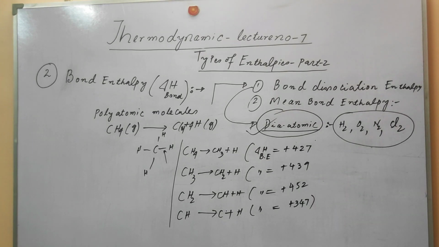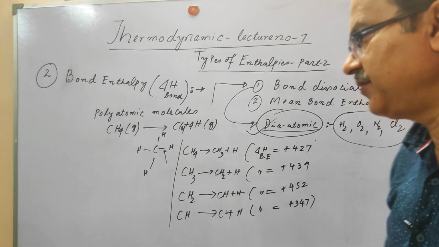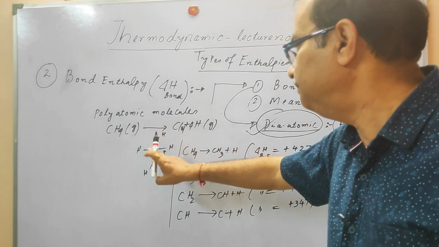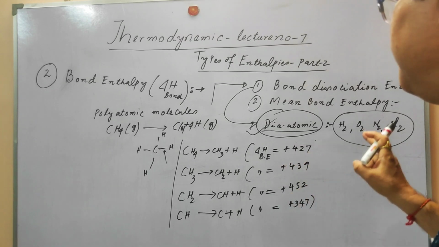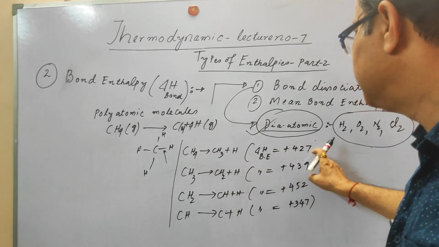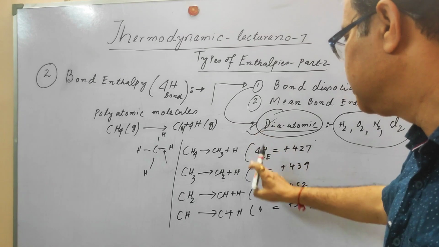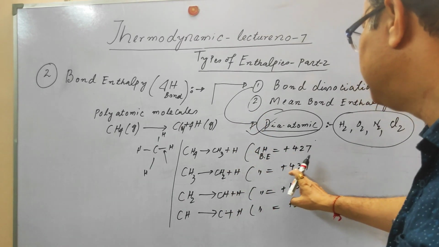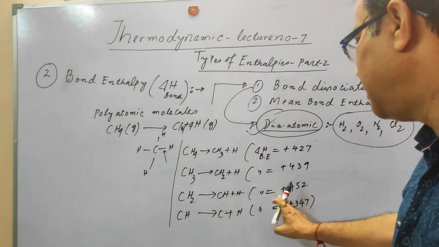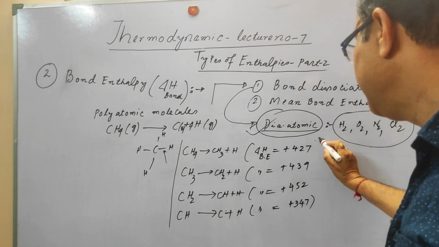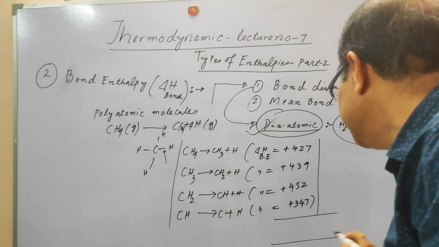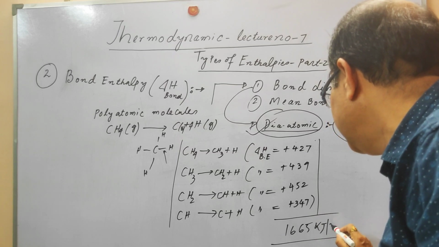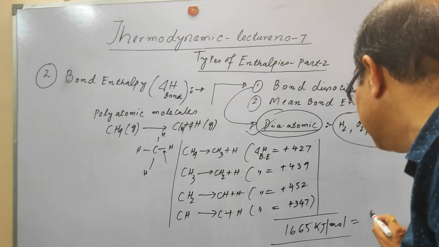From the data, you can easily visualize a very factual thing, that the bond enthalpy of every CH bond is different. For this bond it is 427 kilojoule per mole. For the second bond, in the successive breaking of the bonds, we see 439 kilojoule, and the third bond is 452, and so on. When we make a summation of this, it comes around 1665 kilojoule per mole, and that is the enthalpy of atomization.